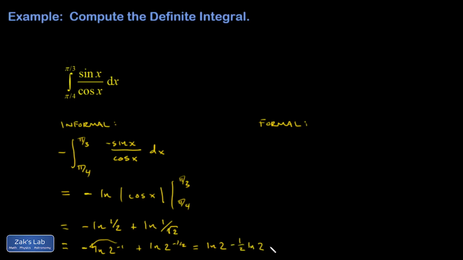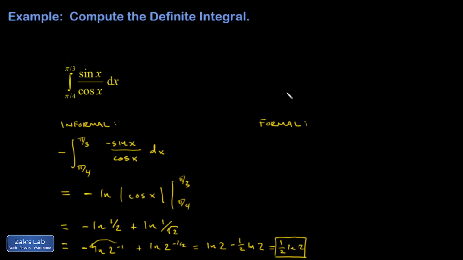Well, that's cool. And then I have one of these things minus 1/2 of 1, so there's 1/2 of a natural log 2 left. Or you could write it natural log 2 all divided by 2, which might look even cooler. So let's check out our formal approach to this.